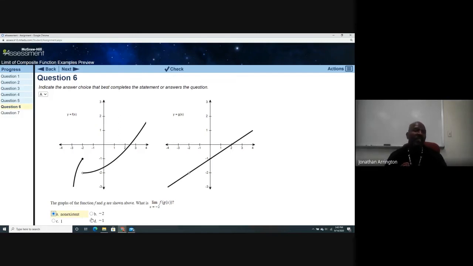If the outside function is not continuous at the limit of the inside function and is not approaching wholly from above or wholly from below, the limit doesn't exist. And if the limit of the inside function doesn't exist, the whole limit doesn't exist. Okay, let's do our last example.